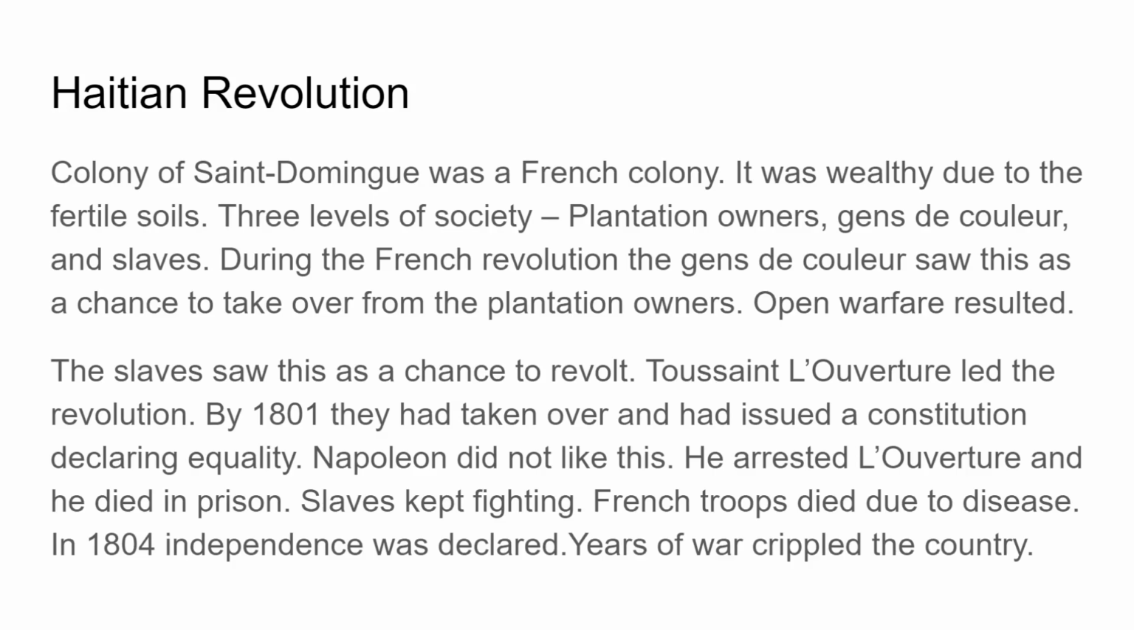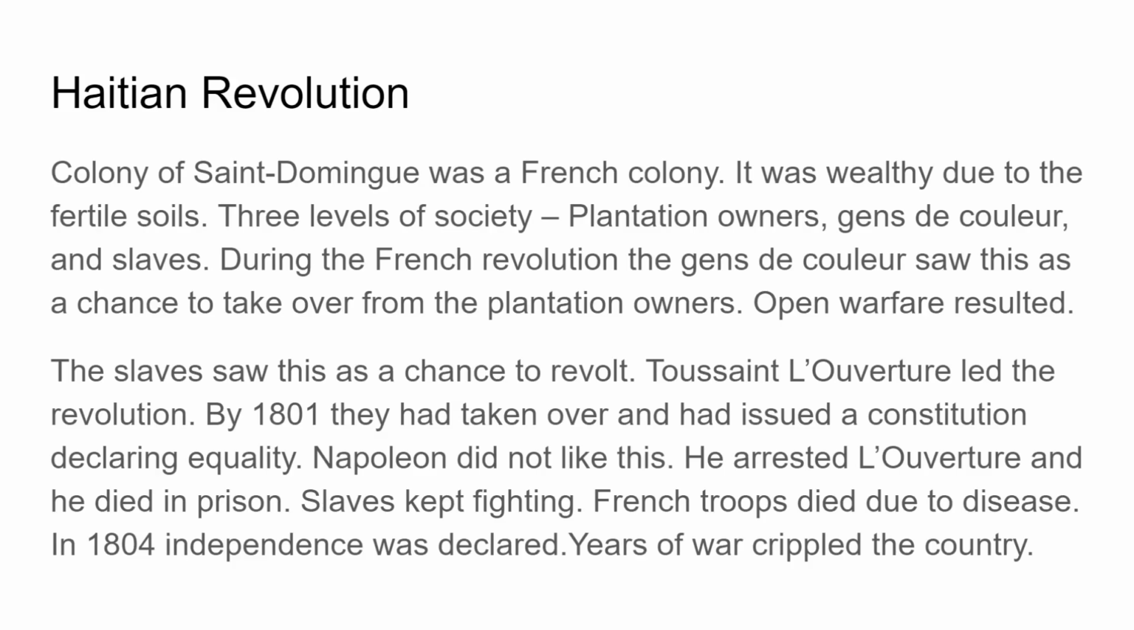During the French Revolution, the gens de couleur saw this as a chance to take over. Like they're looking at these Enlightenment philosophies and ideas about everyone being important and equal and all that, and they're like, yeah, exactly, we should do the same thing. Also, the French Revolution is chaotic. The government doesn't have the ability to really oppress the people here. The plantation owners aren't getting a lot of support from French soldiers and all. So the gens de couleur see it as an opportunity for them to kind of rise up and take over. And so open warfare will result.